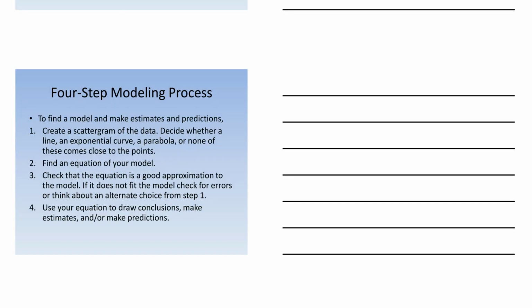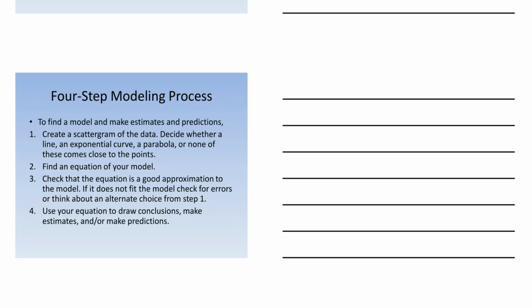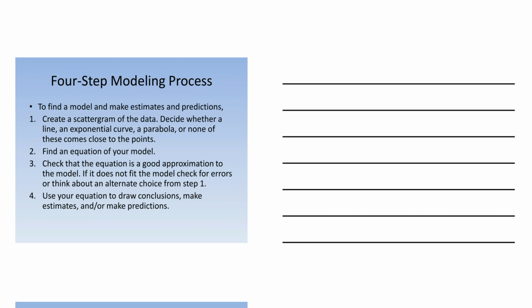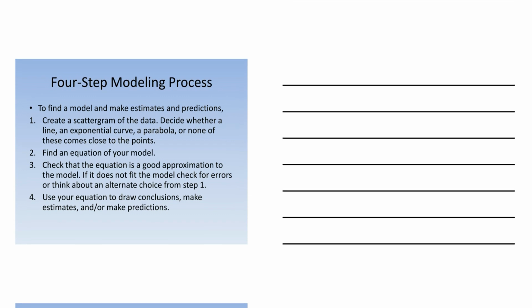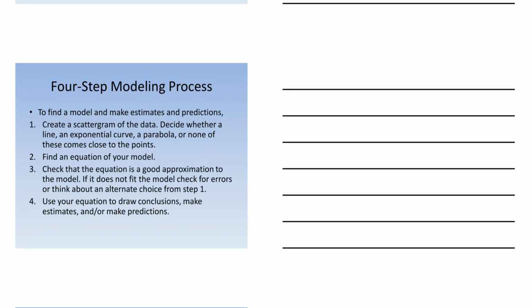Something to be aware of: you may have done several or many types of problems similar to this one in the past. So we have our four-step modeling process to find a model and make estimates and predictions. 1. Create a scattergram of the data. Decide whether a line, an exponential curve, a parabola, or something else comes close to the points.